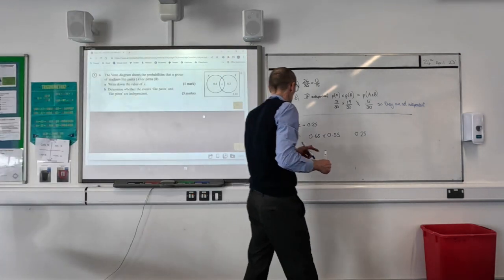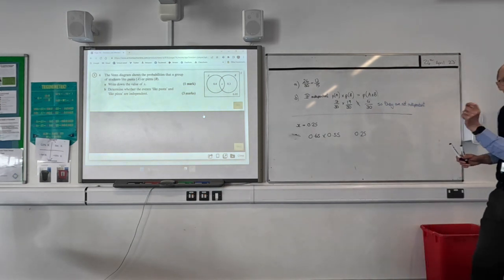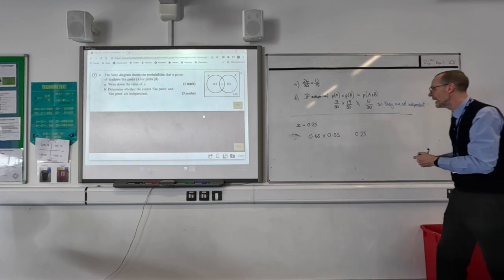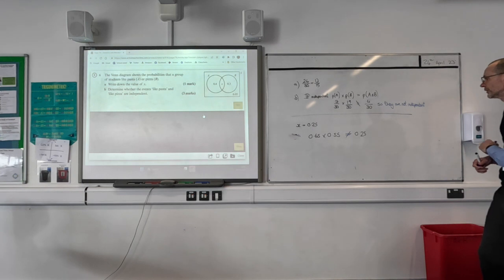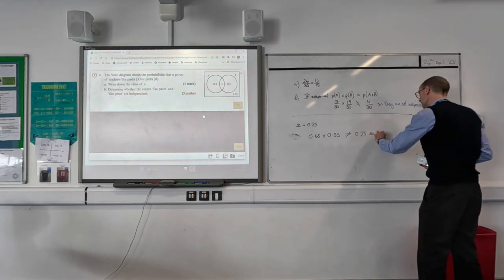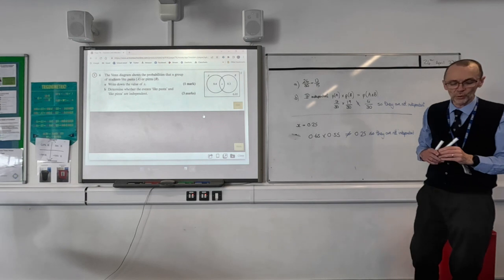We've got 0.25, which is what you needed to make everything add up to 1. So that means the probability of A is 0.65, and the probability of B is 0.55. And if you multiply those two together, you do not get 0.25, so they are not independent. And really that is all there is to it.